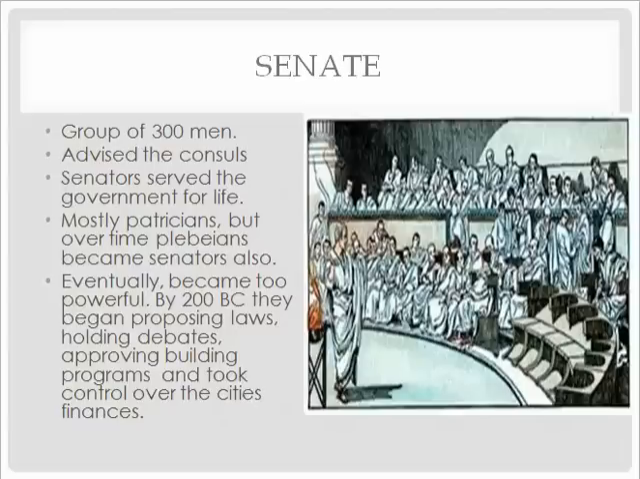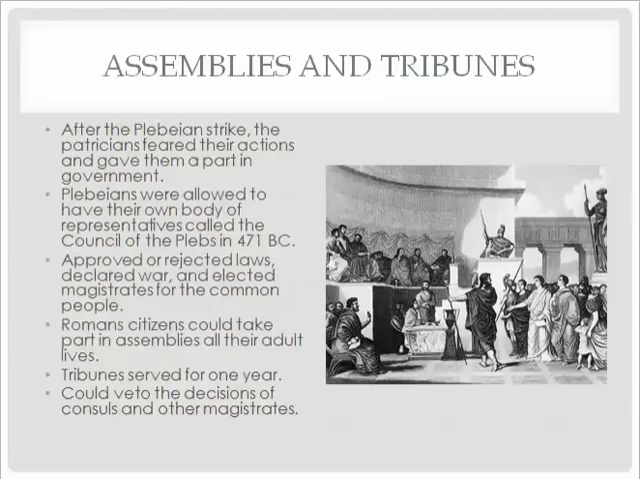Mostly patricians, but over time plebeians also became senators. Eventually they became too powerful. By 200 BC, they began proposing laws, holding debates, approving building programs, and took control over the city finances. So originally the Senate was only supposed to be an advisor to the consuls, but eventually they took power, because that's what happens. If you have people who are in a position for life, eventually their power is going to exceed and they're going to abuse it.